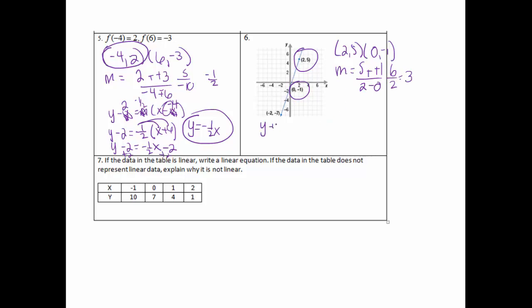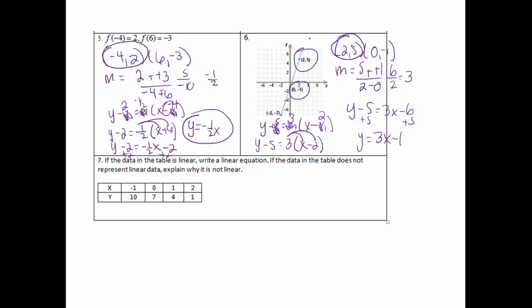So now I'm going to have y minus y1 equals m times x minus x1. I'm going to pick (2, 5). So my y is 5, my m is 3, my x is 2. So now I have y minus 5 equals 3 times the quantity x minus 2. I'm going to distribute to get rid of my parentheses. So I'm going to have y minus 5 equals 3x minus 6. I'll then add 5, and I get y equals 3x minus 1.